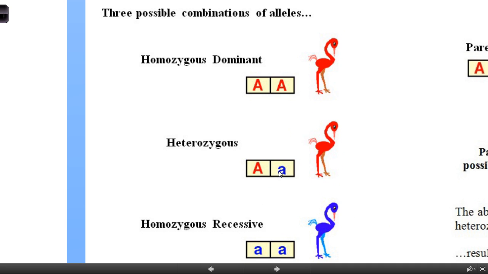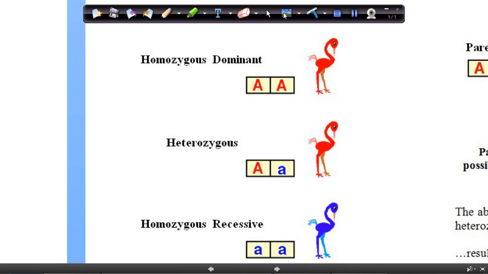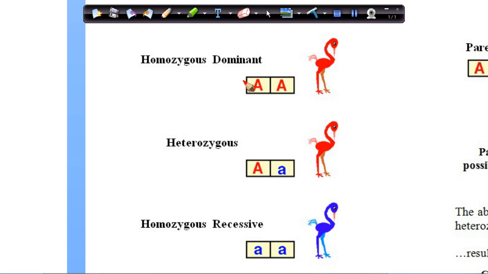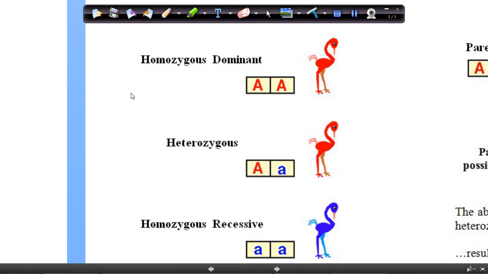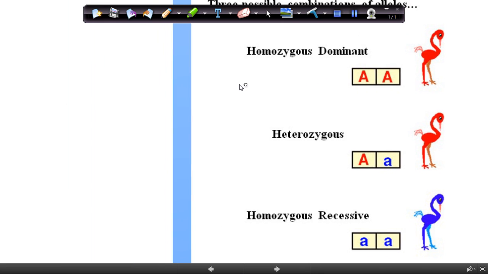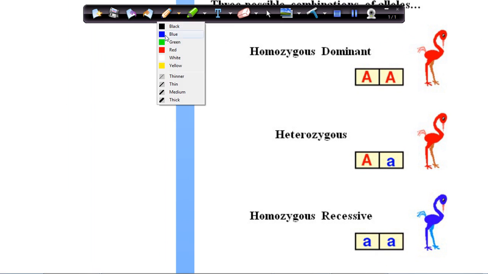But why is this one red even though it has a big A in it? Because the big A, the allele for red color, is dominant. And that means it is always expressed. Now we need to make a note of that because that's really important. And you need to be really careful with your language when you're doing this in a test. You've got to be very careful with what language you use here.